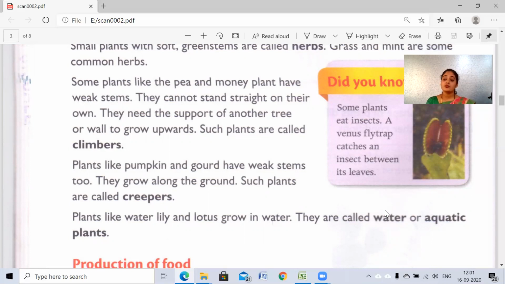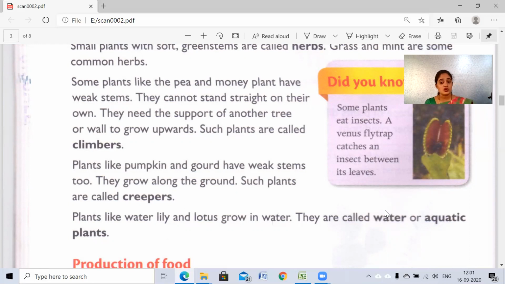Plants like pumpkin and gourd have weak stem. They grow along the ground. Such plants we call them as creepers. Example, watermelon you have sown, no? They will also grow on ground. Pumpkin also grows on ground. Okay. But other group of plants are also there.